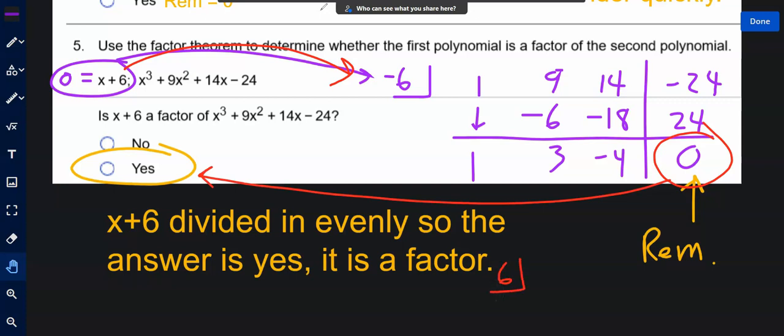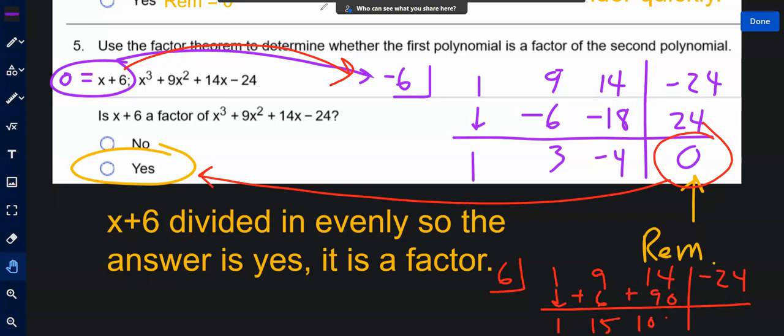What if I accidentally did this question and I made a mistake? Now, for those of you paying attention, you see I already made my mistake, but I'm going through the motions here. I bring down the 1, I multiply, and then I add, and I multiply, and I add, and then I multiply, and I add. And let's say I got a remainder of 600. Now, we all know that's wrong. But what would somebody make as a conclusion if their remainder was 600? I would say that they would probably have to say no. They would conclude it's not a factor because the remainder is not 0.